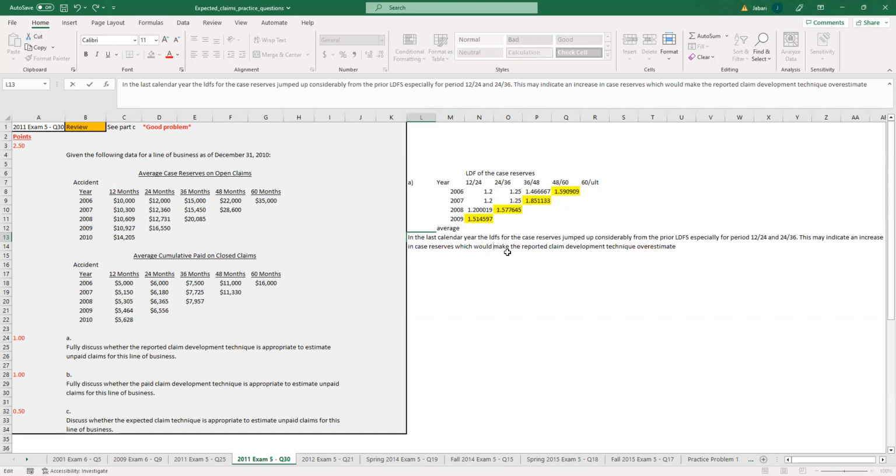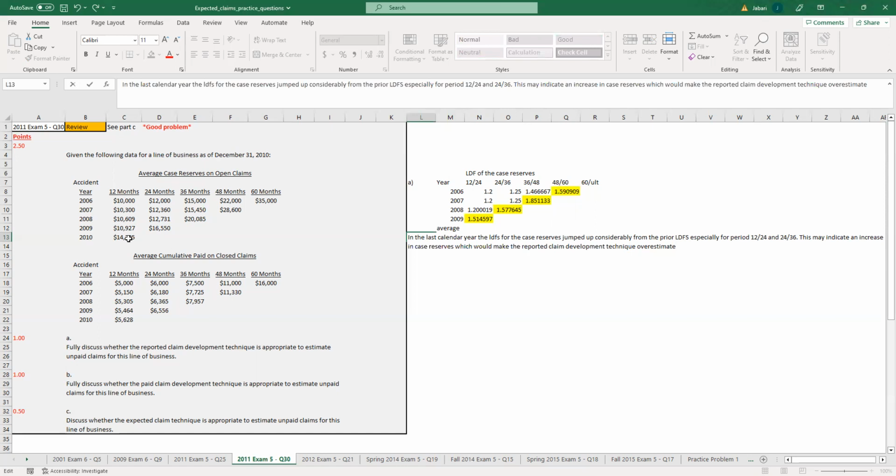It's because we're going to be overestimating or underestimating, and the LDFs are higher, means that reporting is going slower. And if reporting is slower, that means we have less claims. Actually, no, we have about the same. But it's being reported faster. Okay, so they did increase their, yeah, so that would overestimate it.